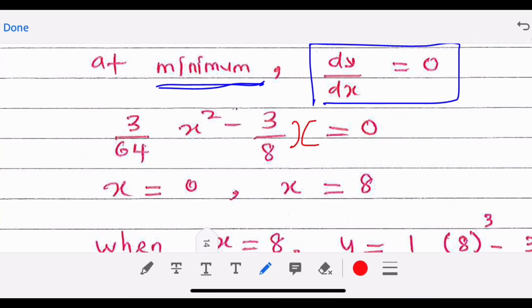So then you see 3/64 x squared minus 3/8. There is an x there. So we want to solve the dy/dx now. By right there is an x there, so I write back the x. So now we need to factorize.